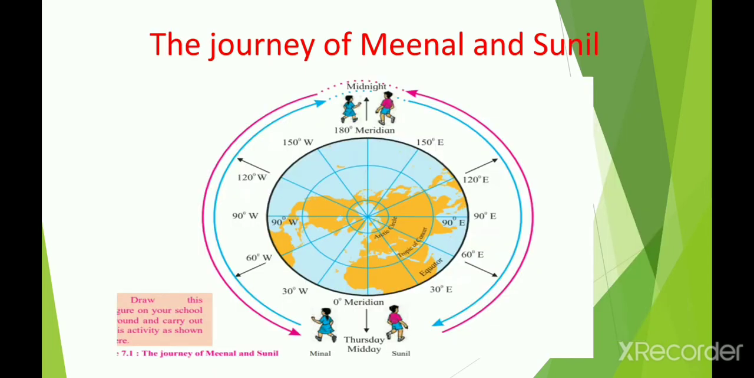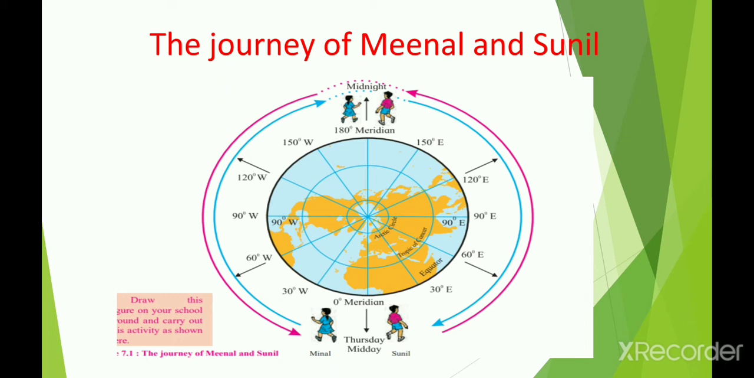See, the next figure is given on page number 58, figure 7.1, the journey of Meenal and Sunil. We have already learned that the earth rotates from west to east, and therefore in terms of time the eastern part of the earth is ahead of the western part. Keeping this in mind, let us think about the journey of Sunil and Meenal. First we will study Sunil's journey, because Sunil is moving towards the east and the eastern time is ahead. Here a 30 degree difference is given: 30, then 60, then 90, 120, 150 and 180. Every 30 degrees means a 2 hours difference.